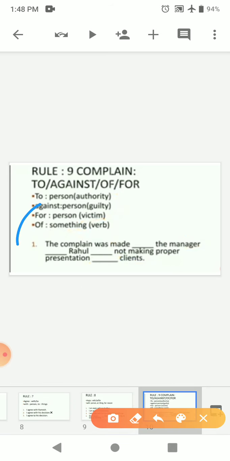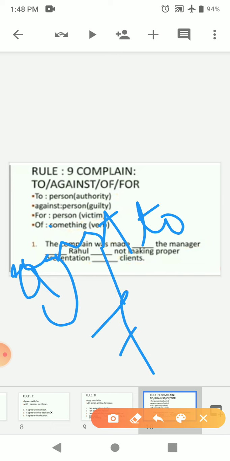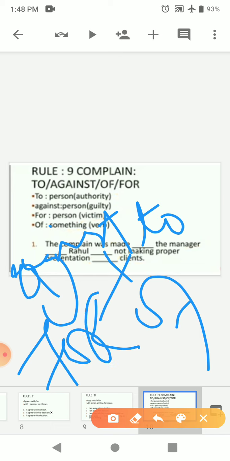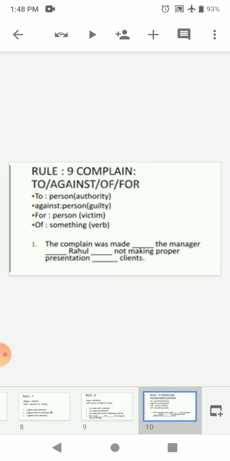So you will say the complaint was made to the manager against Rahul, of not making proper presentation. For whom? Victims are clients. For clients, the complaint was made to the manager against Rahul of not making presentation for clients. I hope this much is clear to you. Thank you.